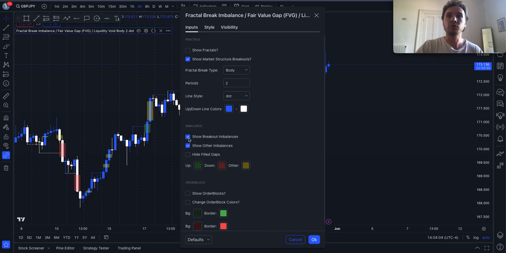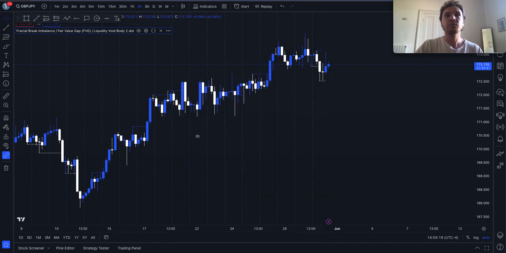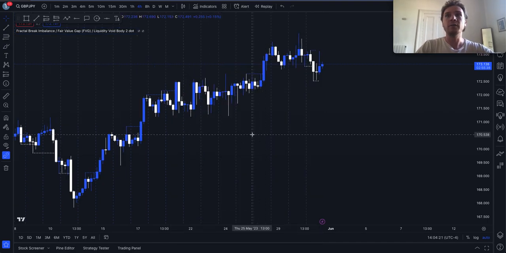So what you want to do is untick these two. You want to tick this one. Make sure that's 2, because obviously if you put it to 3, the fractal just shows it a little bit more laggy. And like I said, this only wants to be training your eye. You don't want to be relying upon it. Okay, so this is what I found to be the easiest way to train your eye and to get better at seeing market structure shifts, market structure trends, etc.